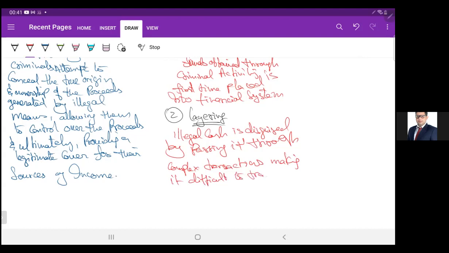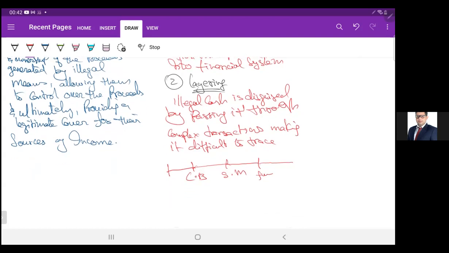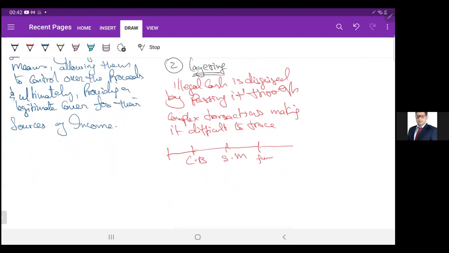For example, first we introduce illegal money into the construction business. Then we take out those funds and put them into the stock market. From the stock market, we put it into the furniture business, and so on. Like that, we are just rolling our illegal funds. At the end, it will be so difficult to trace the true origin of those funds. This process is layering. Then we have the next and final step, which is integration.